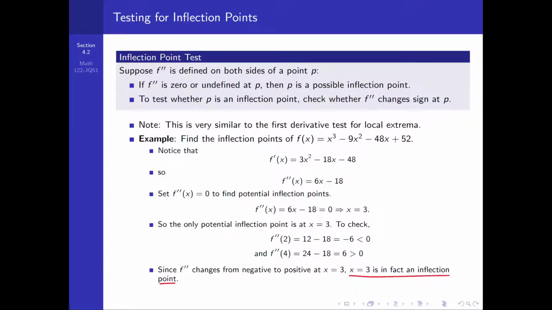So we took the second derivative and set it equal to 0 to find all of our possible inflection points, and then after we found those possible inflection points, we look at whether the second derivative is positive or negative to the left and to the right of that point to determine whether the second derivative changes sign.